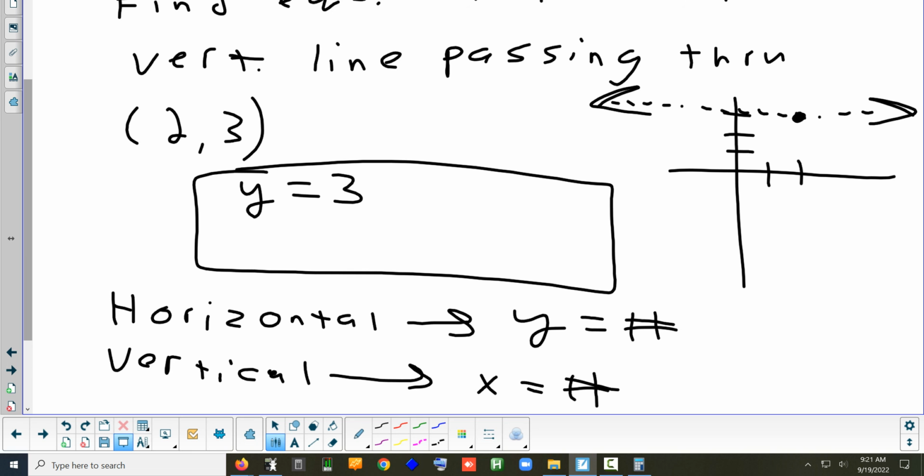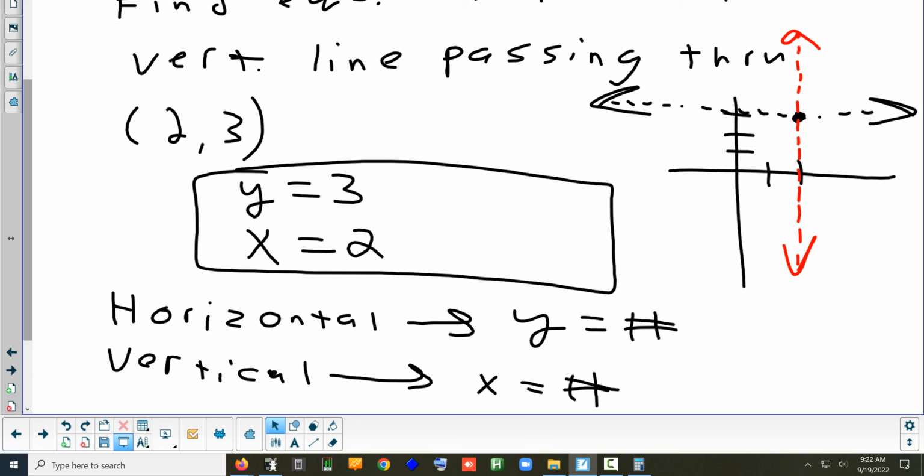How about the vertical line? How does anything vertical start out? Yep, Matt. You just start out with x for vertical, yeah. X equals 2. And this one is x equals 2. X equals 2 would look just like this. Vertical line, we can't draw those on the calculator. Horizontal, yes. Vertical, no. Any questions on that?